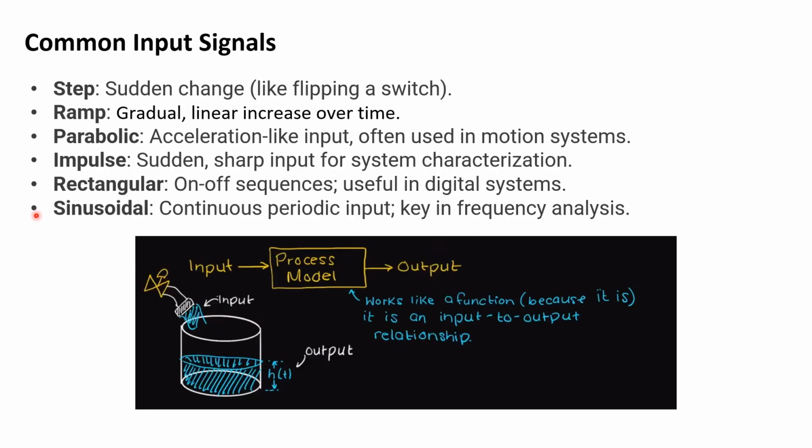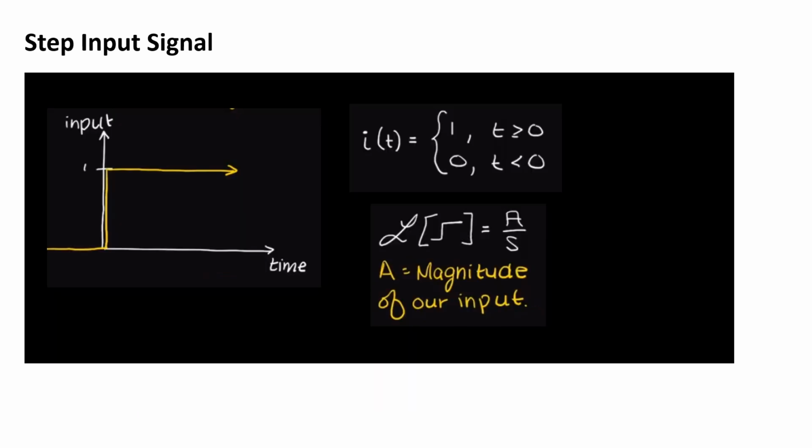So what are some common input signals? Well, first we have a step function, which is simply like a sudden change, like flipping a switch on. There's a ramp, so you have a gradual linear increase over time. A parabolic input signal. You can have an impulse, a rectangular signal, or you can have a sinusoidal, continuous periodic input signal. So let's take a look at what these look like on a time versus input graph.